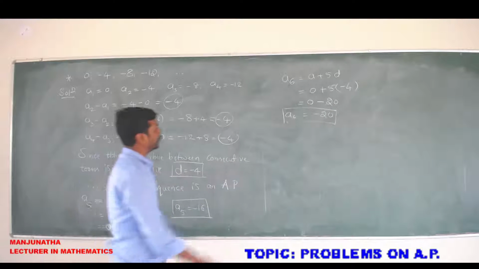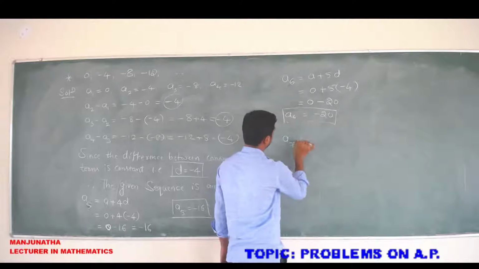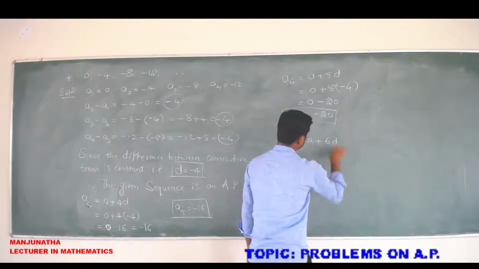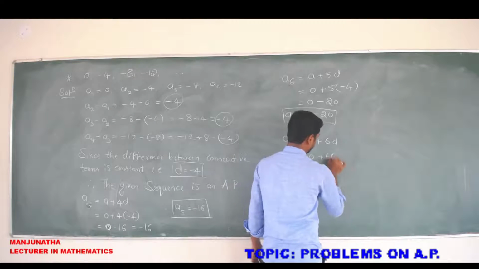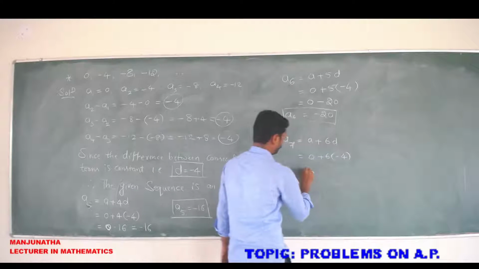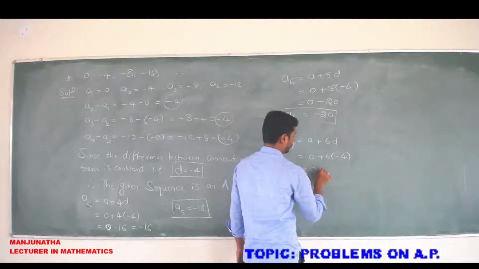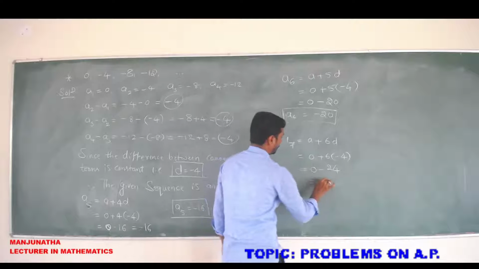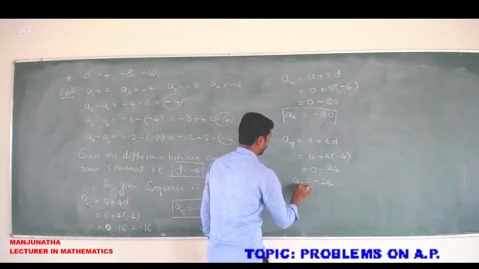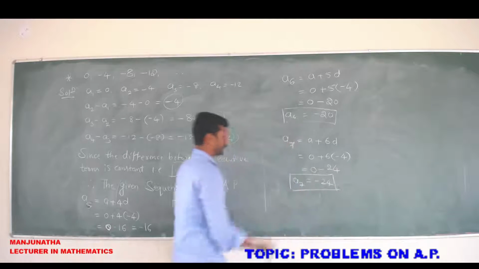And in the same way, a7 equals a plus 6d. A is the first term and it is 0, plus 6 into the common difference, which is minus 4. That is equal to 0 plus 6 into minus 4. Minus 6 fours are 24. Therefore minus 24 is the seventh term. Minus 24 is the seventh term.